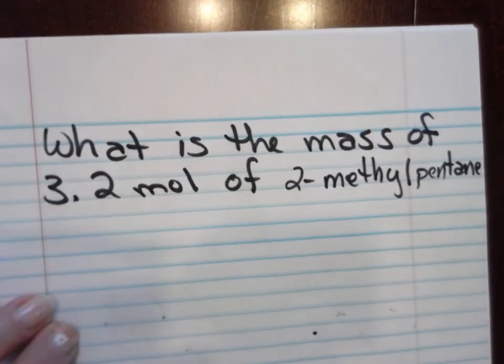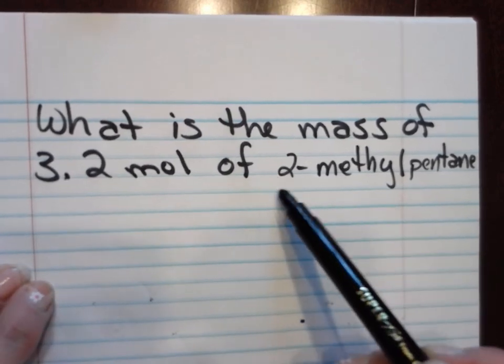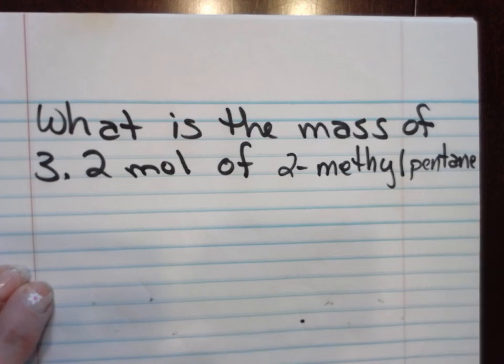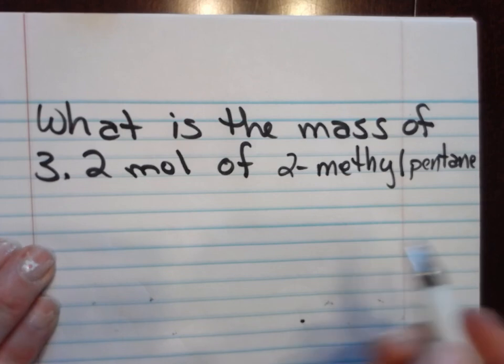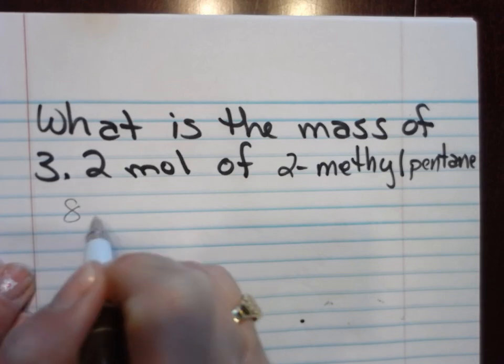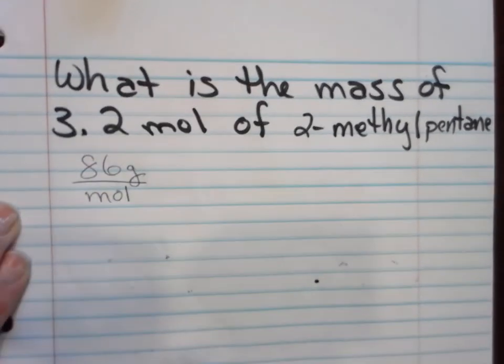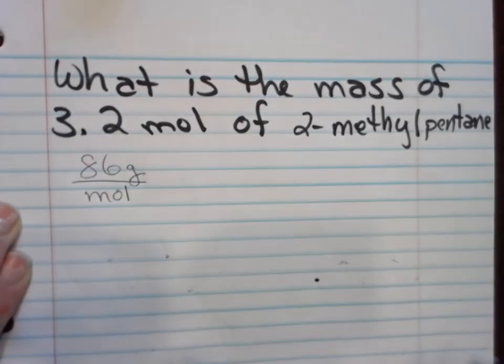So when you have this question, remember that you're going to have to first take the name and get the structure. Then you're going to have to take the structure and get the molecular formula. We've already done all that. From the molecular formula, you need to know the molecular mass. And we know that the molecular mass is 86 grams per mole. Again, I need to see that you can use your dimensional analysis.